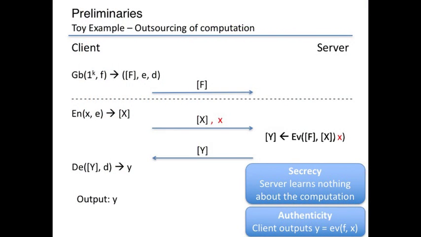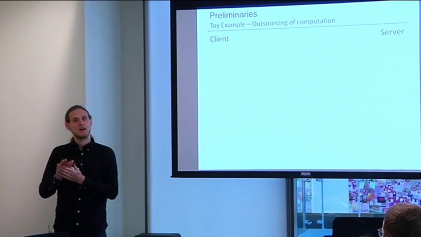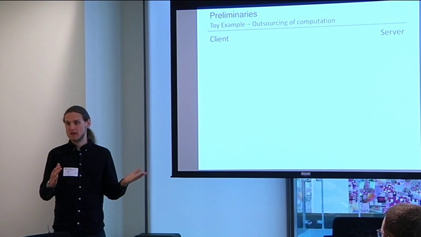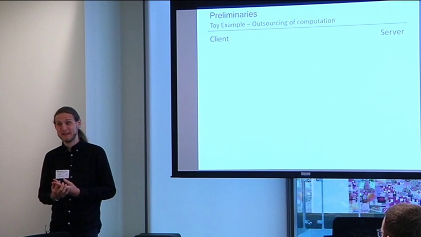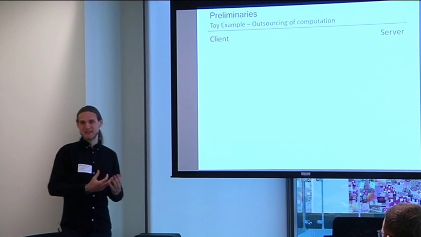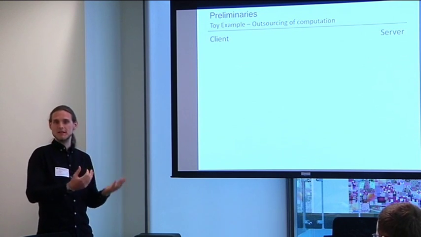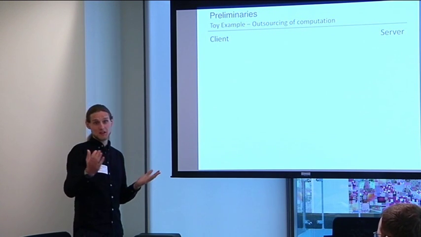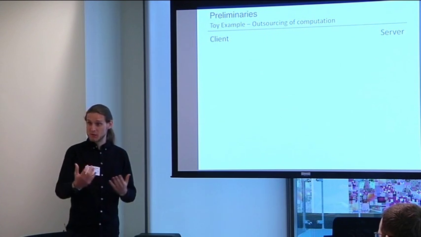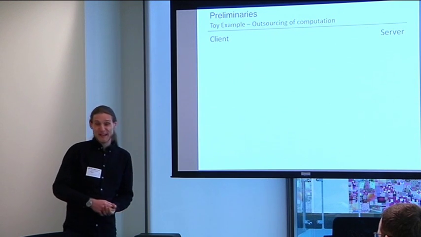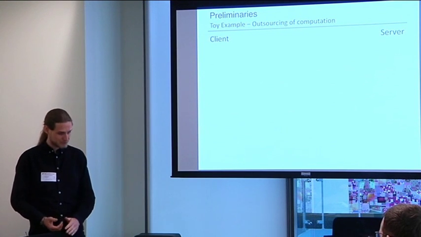Let me just give a little toy example of why it might be interesting to remove the secrecy aspect of a garbled circuit, because it seems kind of unintuitive that we actually want to do something securely, but it's not secret when we're in the setting of computation. So consider outsourcing of computation, where we have a client and a server. The client at some point has a lot of power. He's home with his desktop, it's quite a powerful machine. But at a later point, he's out in the field, only has his phone with him, and he still wants to compute something.